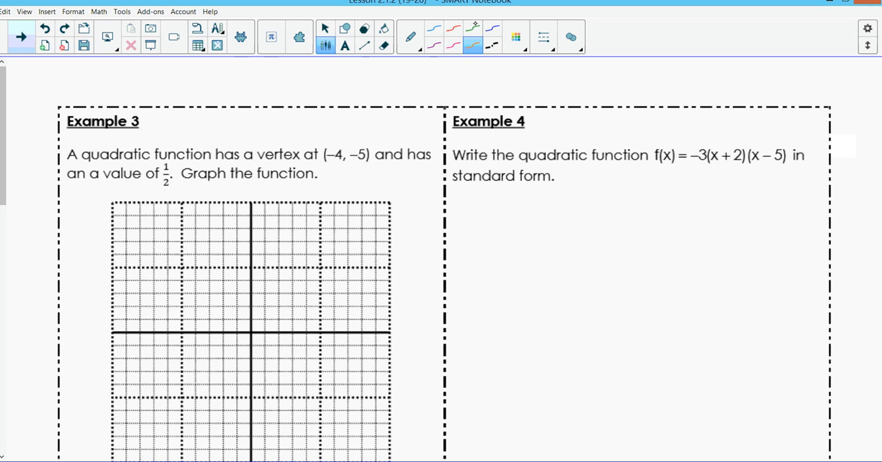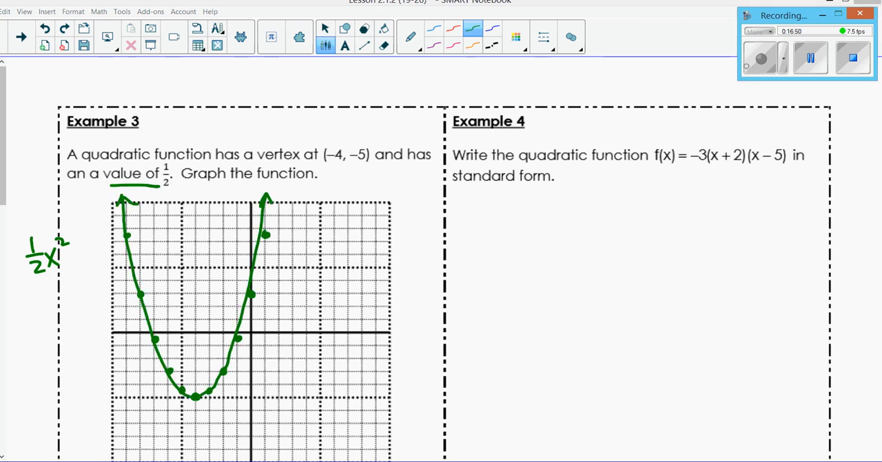Alright, example 3 says a quadratic function has a vertex at (-4, -5) and has an a value of 1/2. So plot a point at (-4, -5) and create a quadratic function that has an a value of 1/2. So that means you would be doing 1/2 x squared. Okay, go ahead and pause and then see if you can get the same answer as me. Alright, so check your answer, but this is what you should have gotten. Make sure you have all of those coordinates.